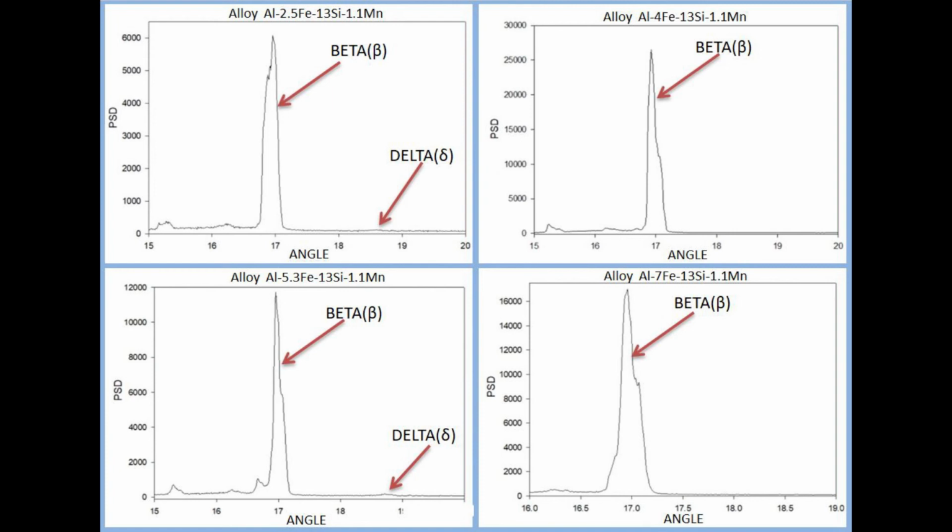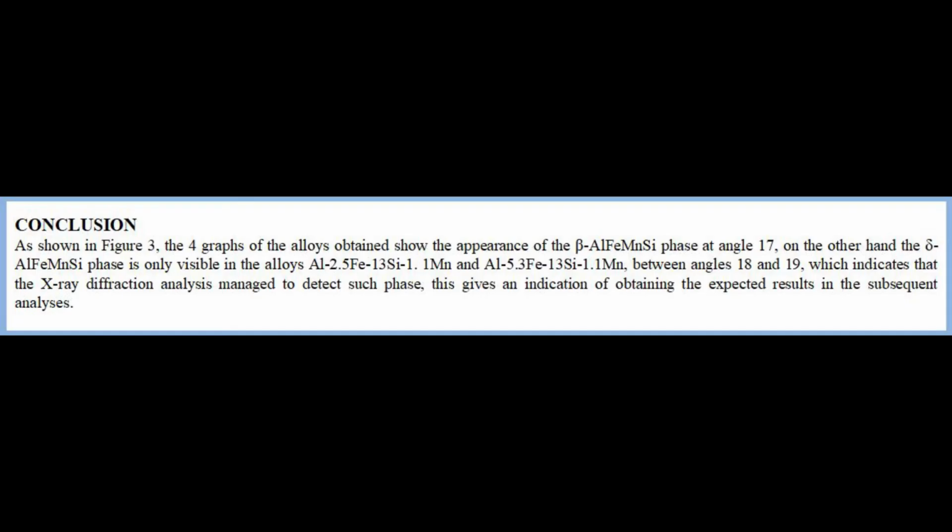Contrary to the alloys with 4% iron and 7% iron, in which it's not possible to appreciate this compound. After the above, it can be concluded that in the 4 alloys obtained, the formation of beta intermetallic compounds at angle 17 can be clearly observed. As for the delta phase, it can only be seen in two alloys.